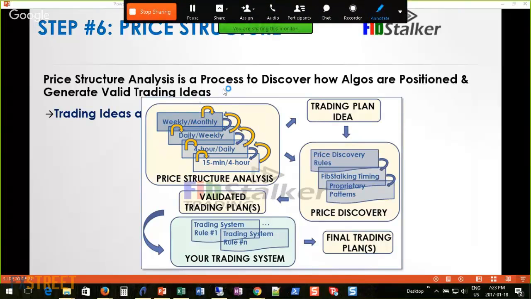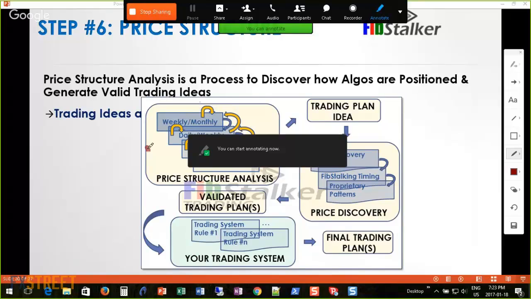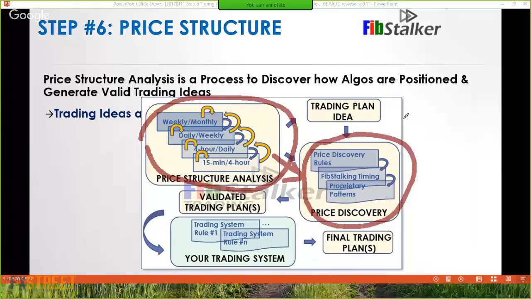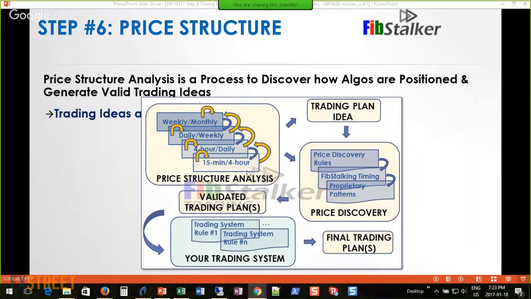So we do the analysis on all time frames. The output gives us an initial idea of trading plans. The output also goes as an input to another sub process, which is price discovery. While price structure analysis helps us identify how algos are positioned in all time frames, price discovery helps us understand what can happen next given that positioning of algorithms.